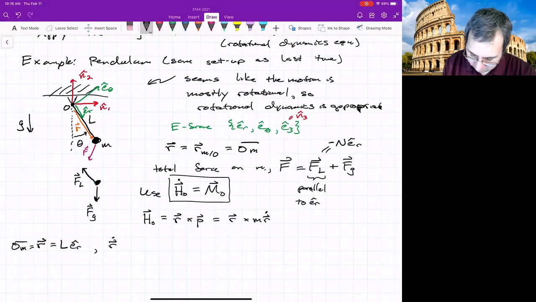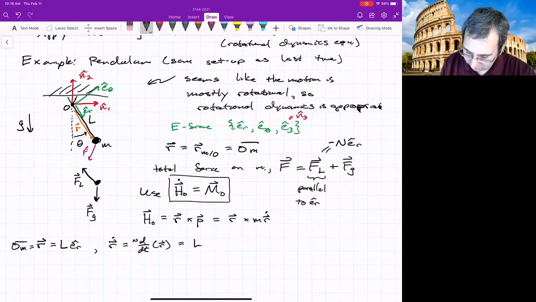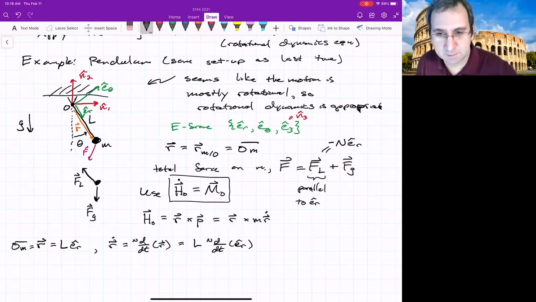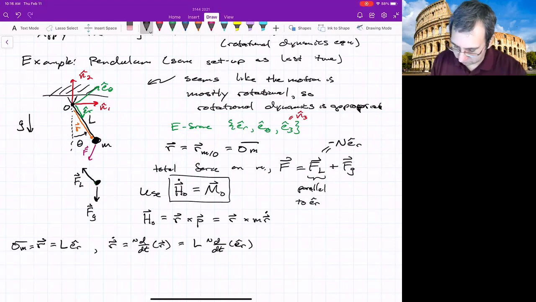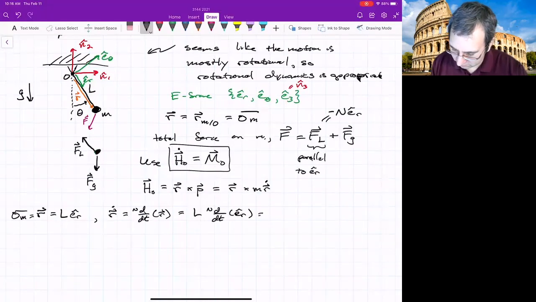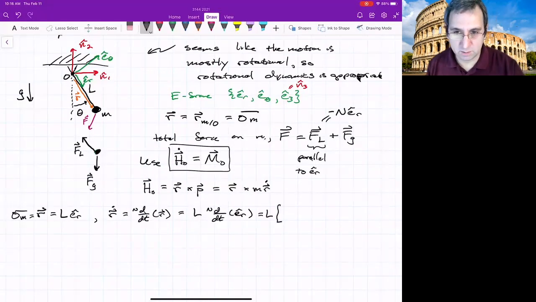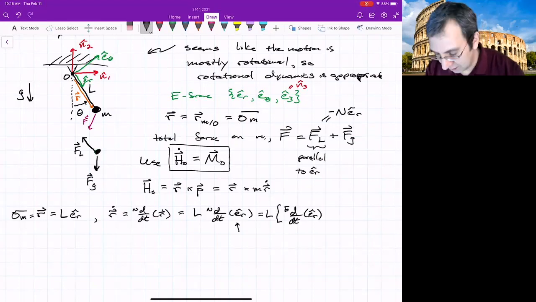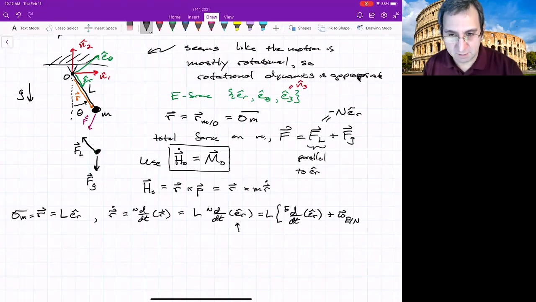And what is R dot? That's the inertial derivative of R. So it's L, because that's a constant, so we're not going to take a derivative of that. We've done the derivative of polar coordinates, but I'm just going to do it again for good practice. So L times, and now we'll use the transport equation, because this vector is defined with respect to an E frame, a frame that rotates with respect to our inertial frame. We take the derivative of the ER direction with respect to E plus the angular velocity of the E frame with respect to the N frame cross ER.